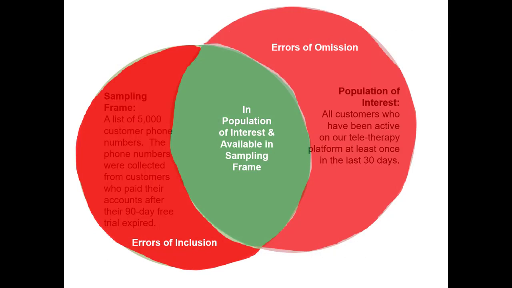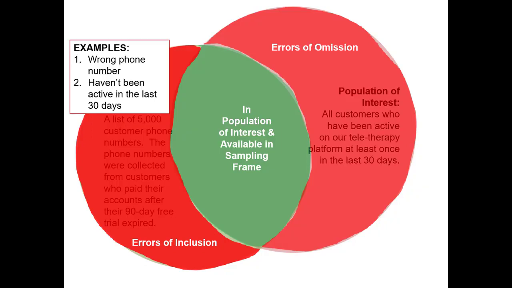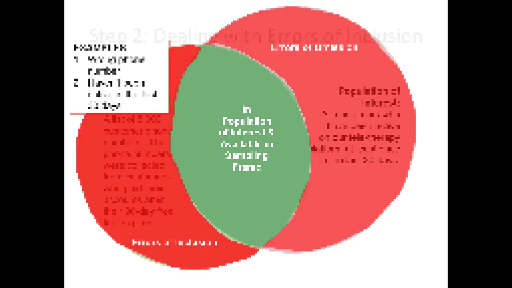There's a second type of error that can happen when we're trying to align our population of interest and our sampling frame, and that's errors of inclusion. Those are people who are in our sampling frame, but they are not supposed to be there. An example might be we simply have wrong phone numbers provided to us, or we were provided a list of phone numbers of people who some of those individuals haven't actually been active in the last 30 days. Fortunately, dealing with errors of inclusion in a sampling frame are a bit easier than dealing with errors of omission.